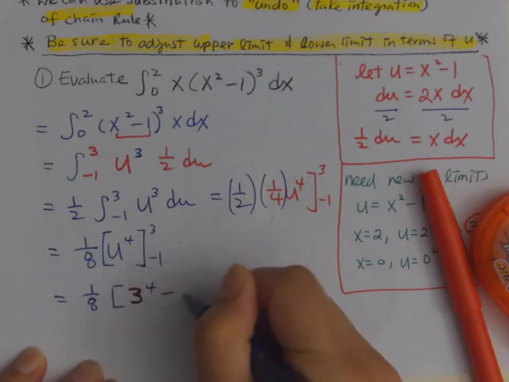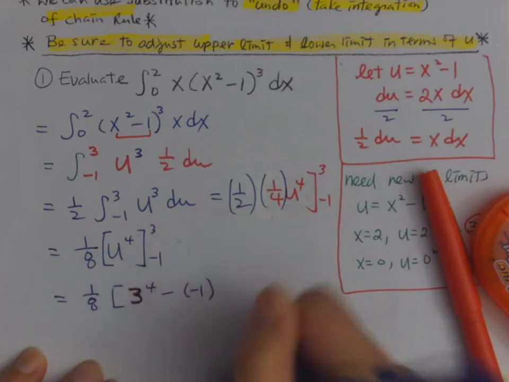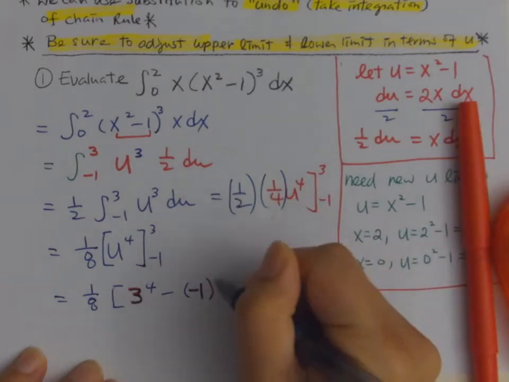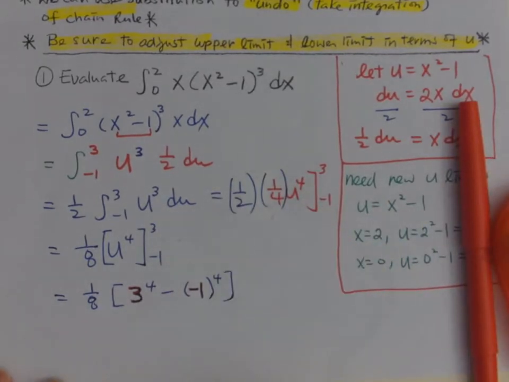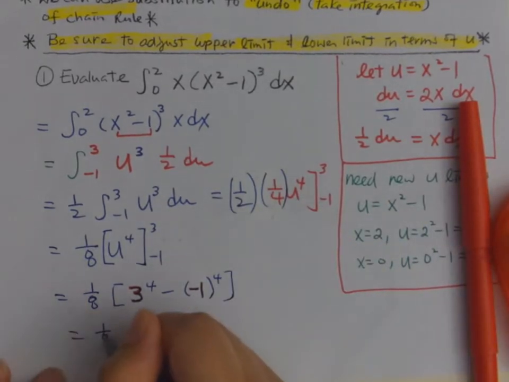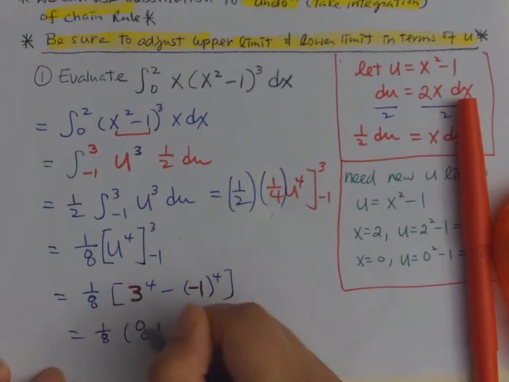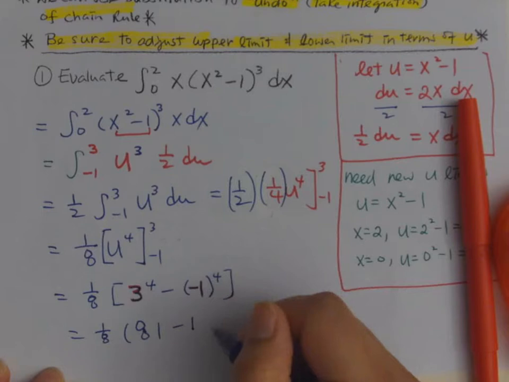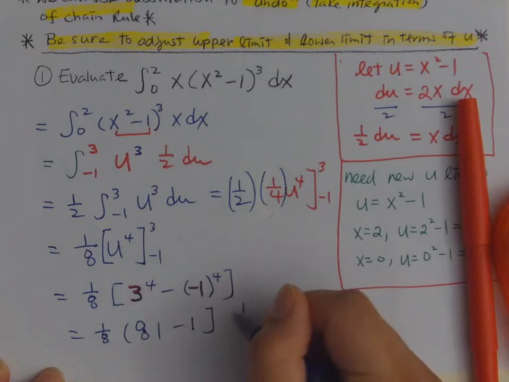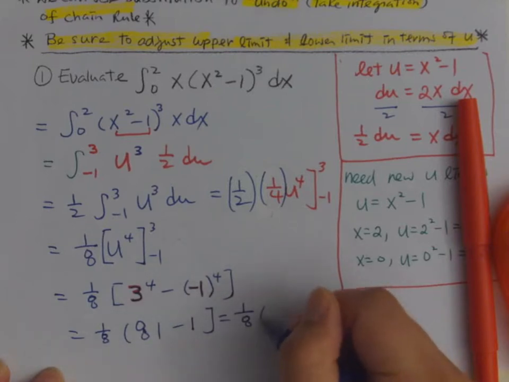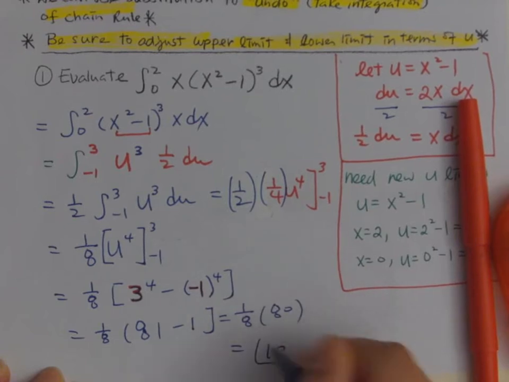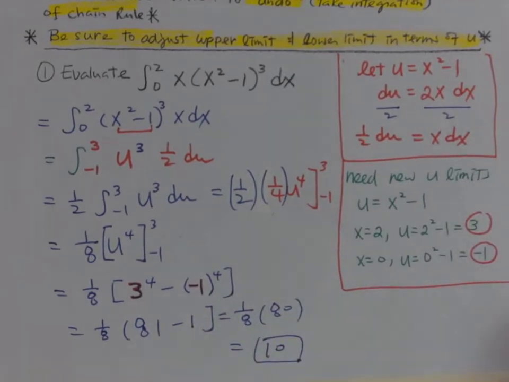And then I'm going to subtract my -1, the lower limit, also raised to the 4th power, right? Okay, so that would be 1/8 times 81 minus 1. This is positive 1, okay. And then we have 1/8 times 80, so basically 10. So this is the first example.